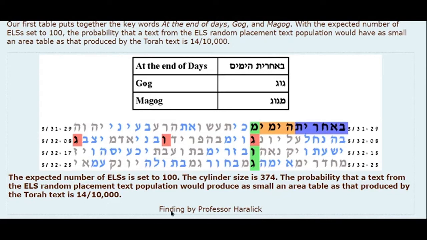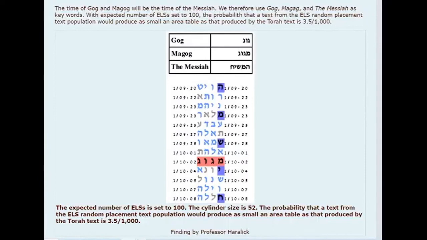This was a table which you will find by Professor Haralick, from his site, torahcode.us. Then the second table which he brings there is the following. The time of Gog and Magog will be the time of the Messiah. Because they will come against the Messiah, when the Messiah comes to help Israel, we therefore use Gog, Magog, and the Messiah as keywords, with the expected number of ELS set to 100.